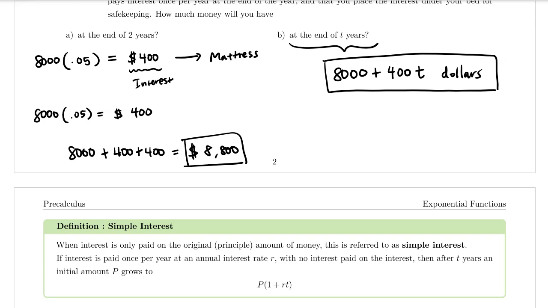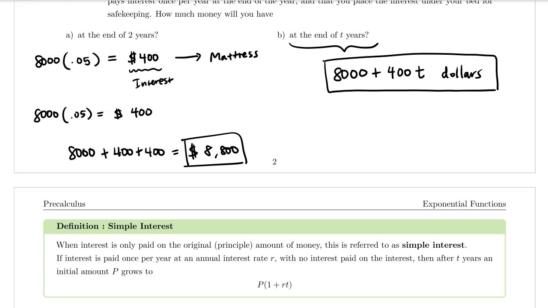If interest is paid once per year at an annual interest rate R with no interest paid on the interest, then after t years, an initial amount P, remember P stands for principal amount, grows to P times (1 + Rt). Let's show that this is the same thing that we got previously.